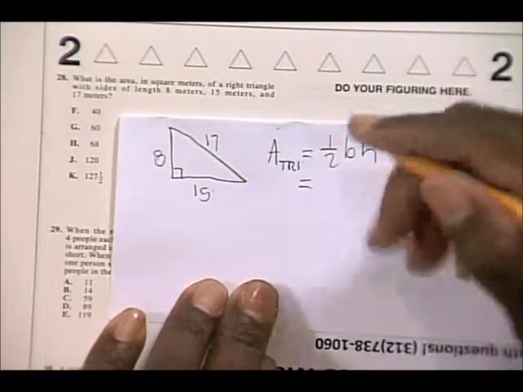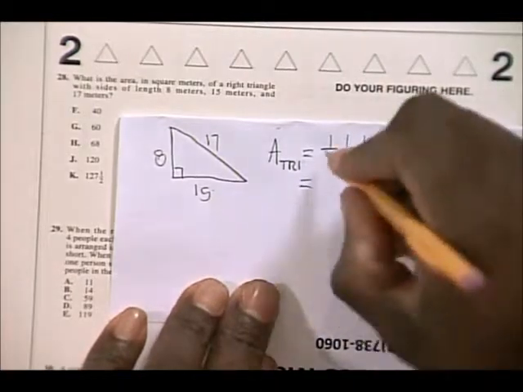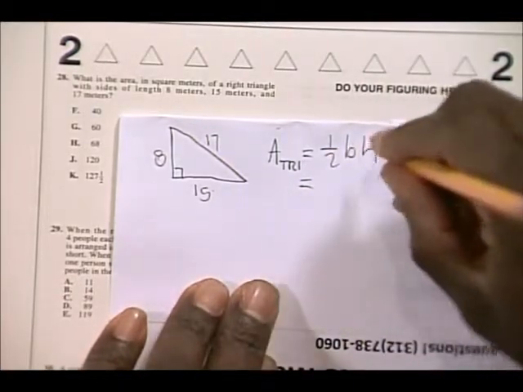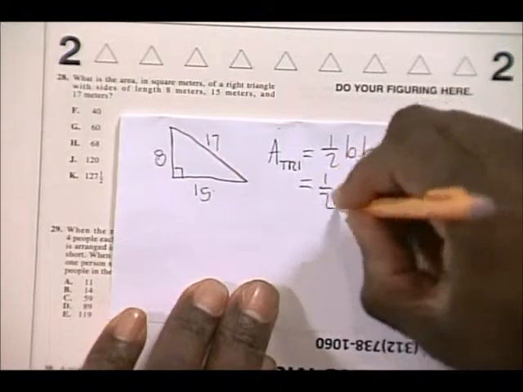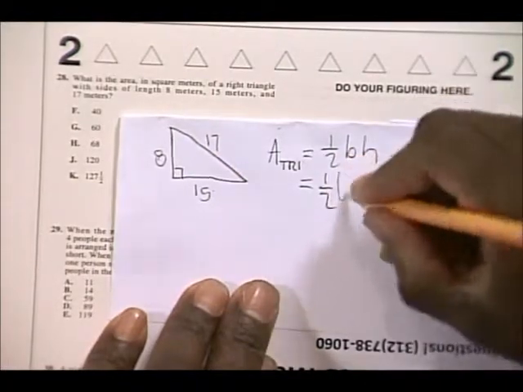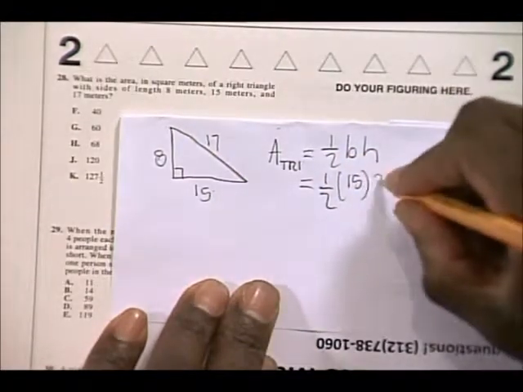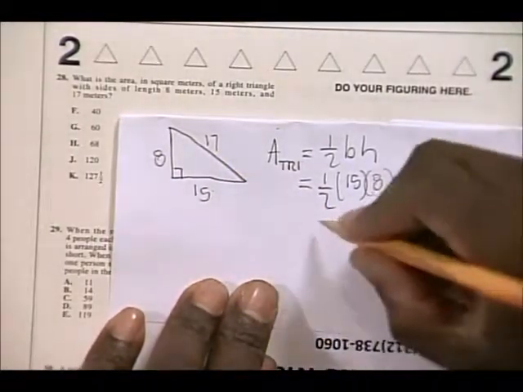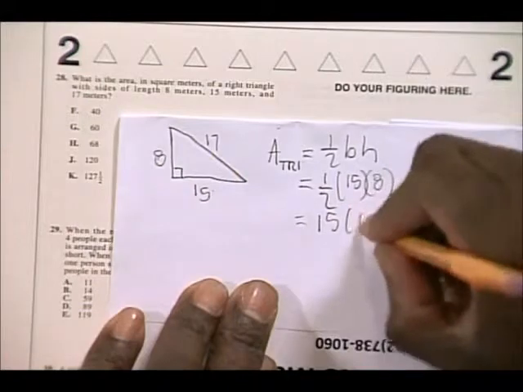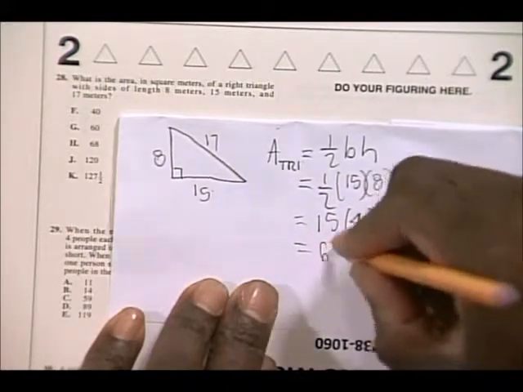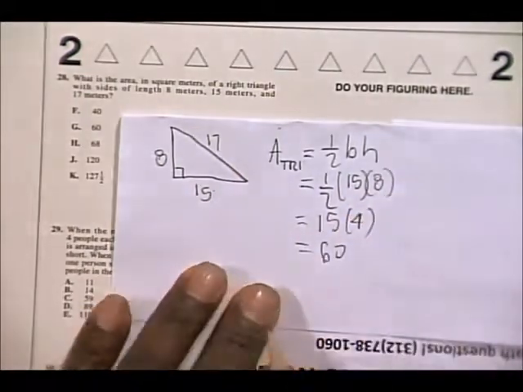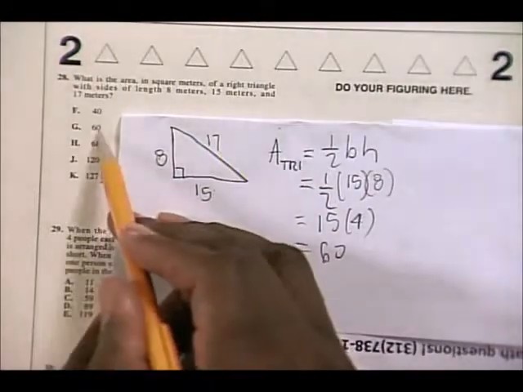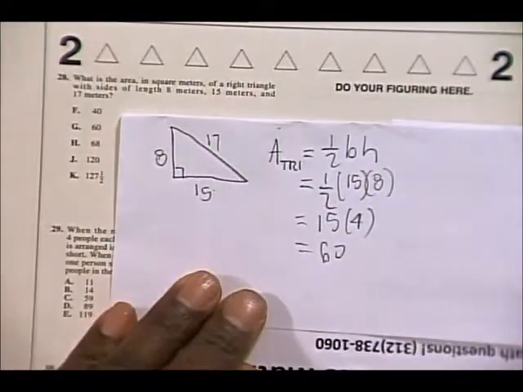So now you would substitute into this formula. You'd have to go into the test knowing this formula. So you have half the base of 15 times the height of 8. You'd end up with half of 8, which is 4. You'd end up with 15 times 4, which is 60. 60 meters squared. The answer would be G.